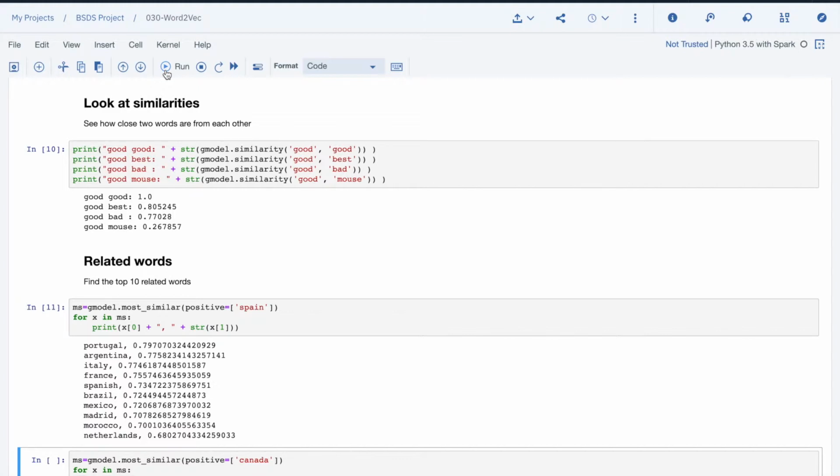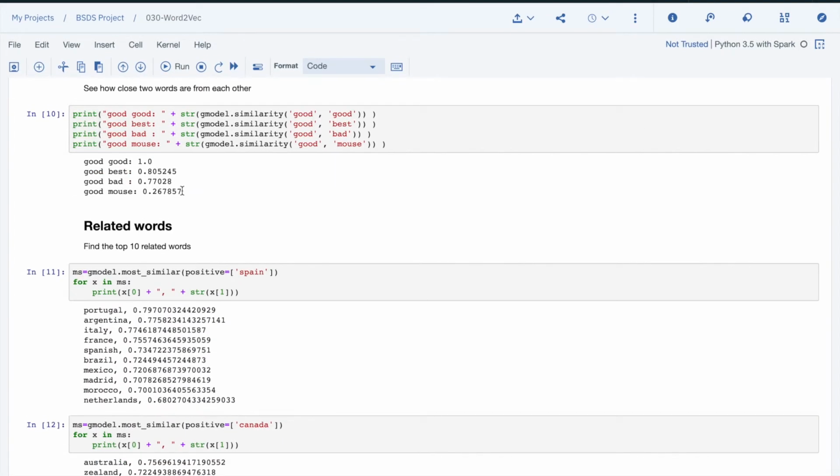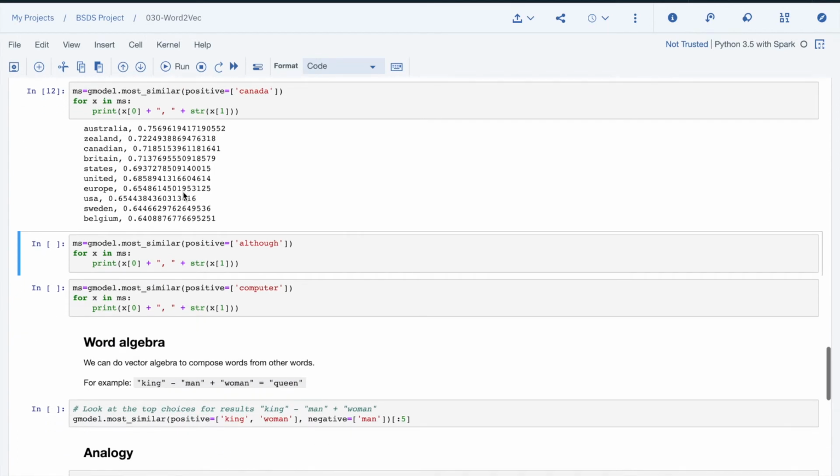Doing the same thing for Canada also returns countries, but we see Zealand instead of New Zealand, and we see United, State, and USA instead of potentially saying two choices instead of three. We could argue that it should be one choice. Of course, this depends on the training data.